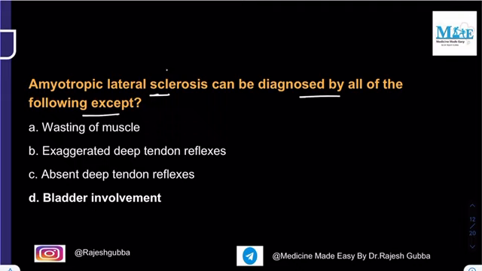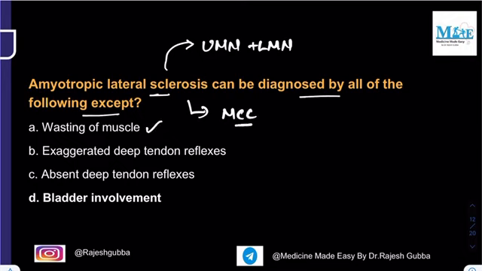So amyotrophic lateral sclerosis is where there is involvement of upper motor neuron as well as lower motor neuron. Amyotrophic lateral sclerosis is the most common cause of motor neuron disease. In these patients, they'll have wasting of the muscles, because of either upper or lower motor neuron involvement. They have exaggerated deep tendon reflexes because of upper motor neuron involvement, and absent deep tendon reflexes due to lower motor neuron involvement. But bladder involvement is usually uncommon in these patients with amyotrophic lateral sclerosis.